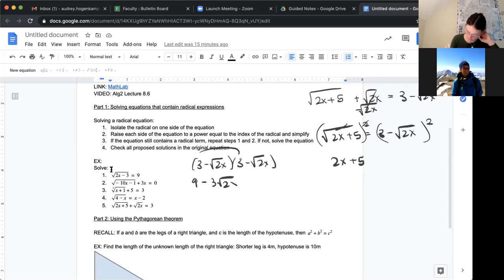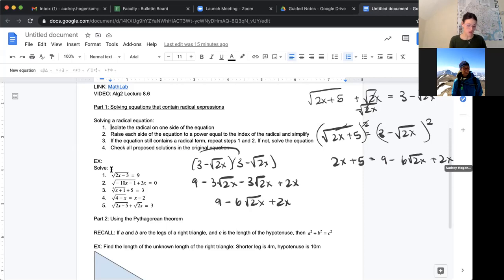Okay, so now I have 2x plus 5 is equal to 9 minus 6 square root of 2x plus 2x.